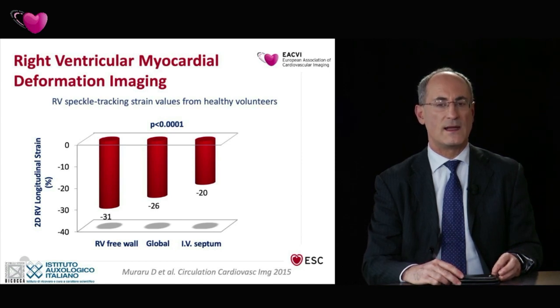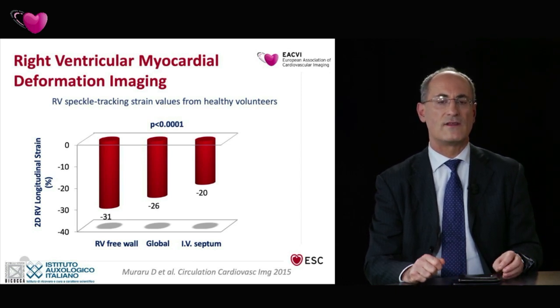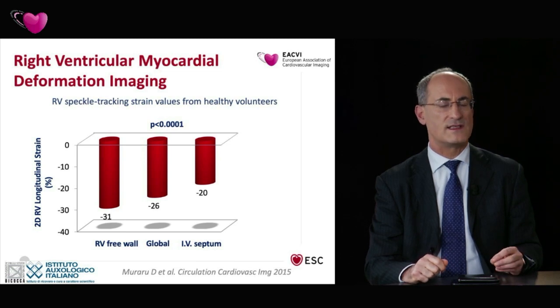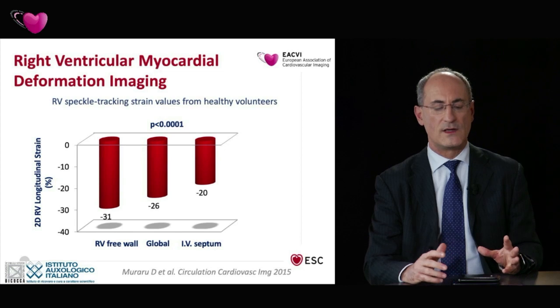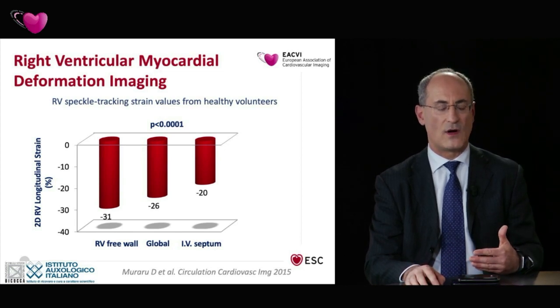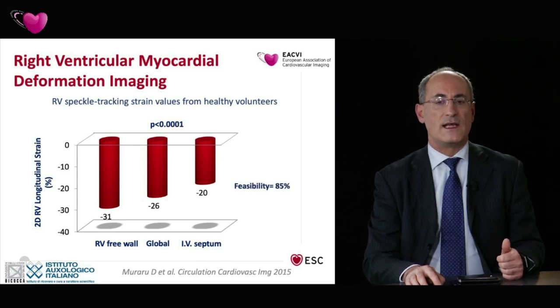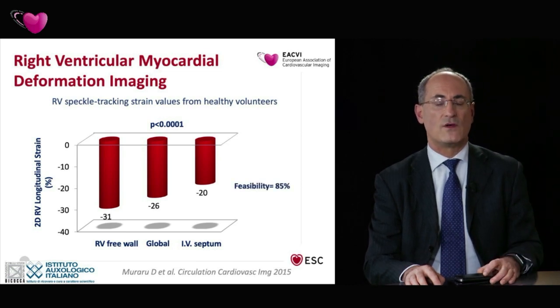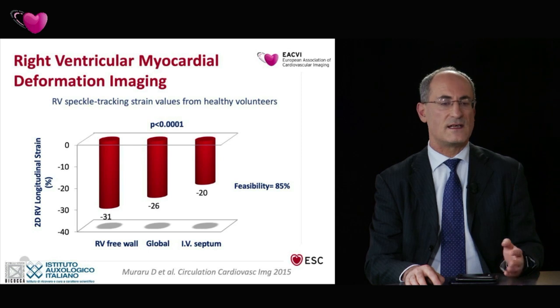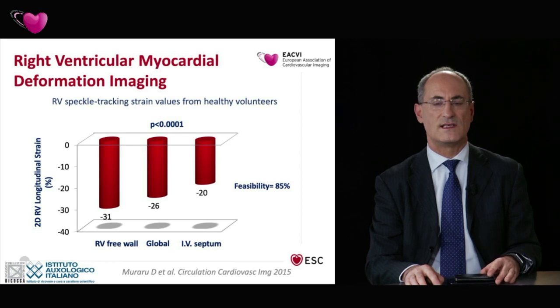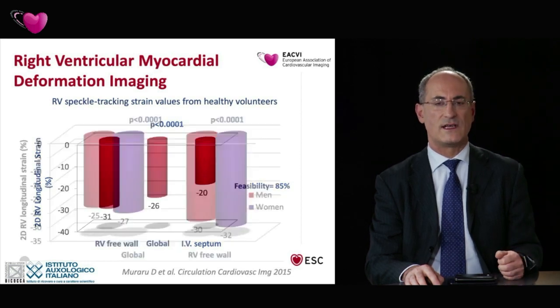So when we write right ventricular strain in our echo report, we should indicate whether it is just free wall or the four-chamber one, to understand the value of the parameter, and also to improve the reproducibility and the comparability of the measurements. It's feasible because both in normal subjects and in patients, the feasibility is higher than 85%. It just depends on the acoustic window, but if you have a decent acoustic window, it's easy to measure, exactly as the left ventricular strain.